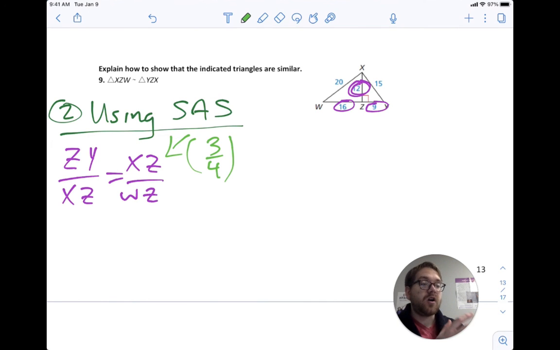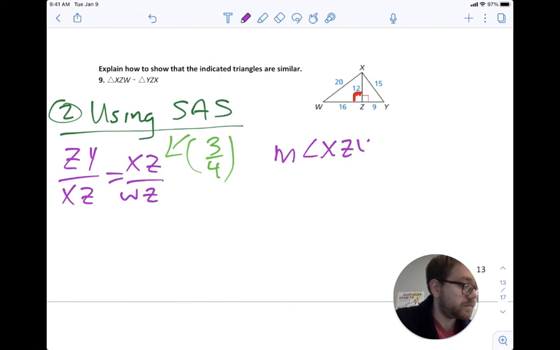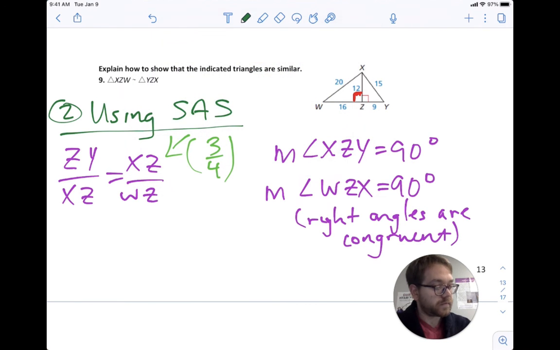So now I need to show, are the angles that are included within those two sides congruent? So you'll notice that the angles at Z, XZY and XZW, are both 90 degrees, right? Because this one over here we're told is a right angle, it's 90 degrees. So it's supplementary to this angle over here, so it is also 90 degrees. And so those two angles are going to be congruent to each other. So now what I've shown is that these two angles are congruent to each other. They're both right angles, or 90 degrees. And the sides that are including those angles are proportional to each other.